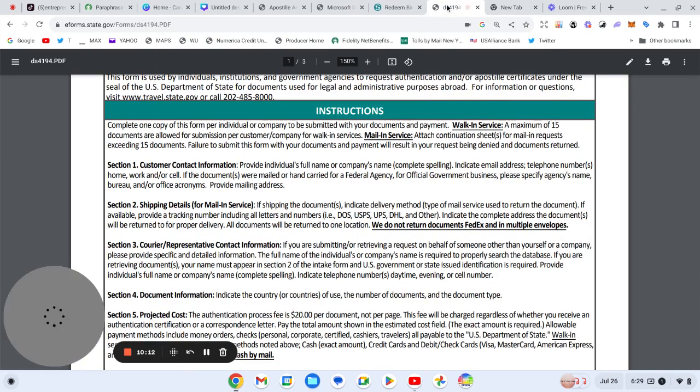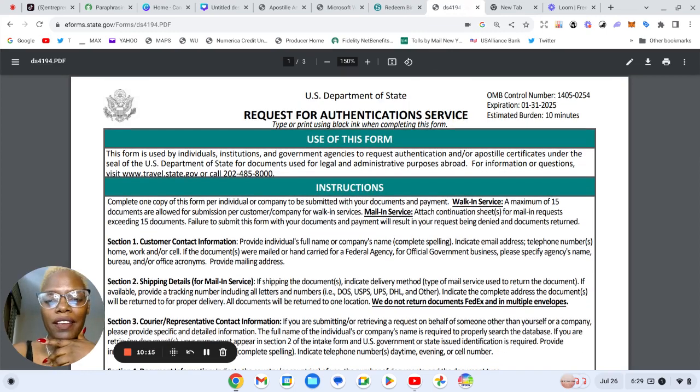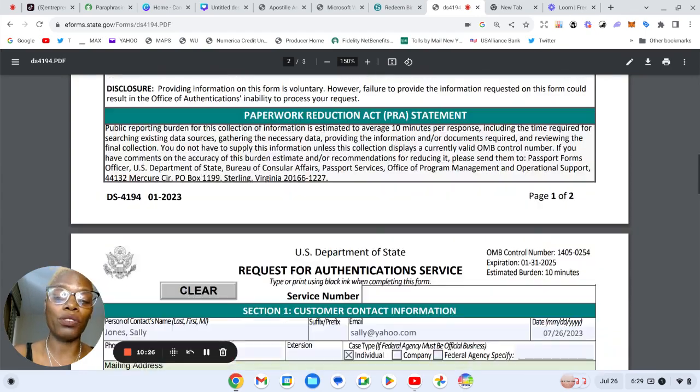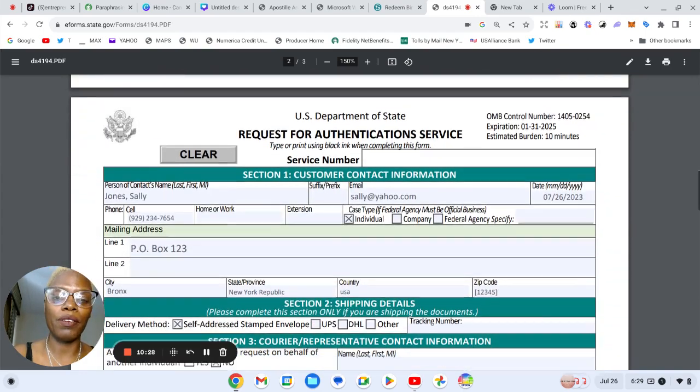And this is their form. First page is the actual instruction, the U.S. Department of State. As you can see, you can read this for yourself. They tell you how to do it, all the instructions. I am just taking the time out to literally do a step-by-step.